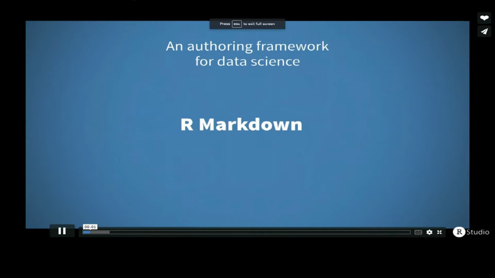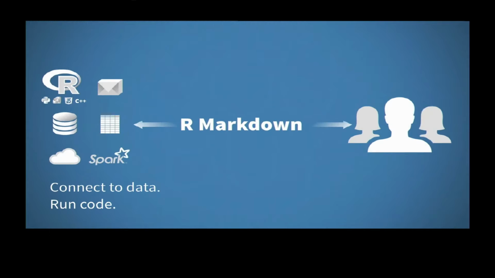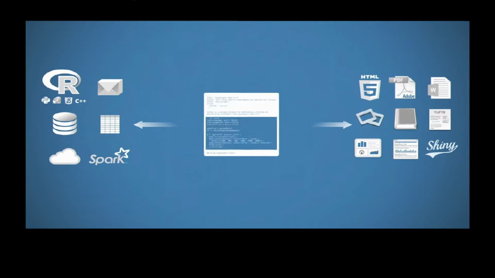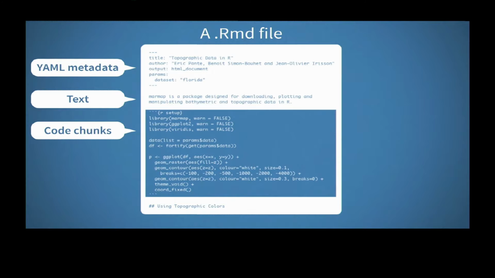What is rmarkdown? An authoring framework for data science. You can use an rmarkdown file to connect to data and run code, as well as to generate reports of your work. An rmarkdown file is a simple plain text file with 3 types of content: code chunks to run, text to display, and metadata to guide the rmarkdown build process.